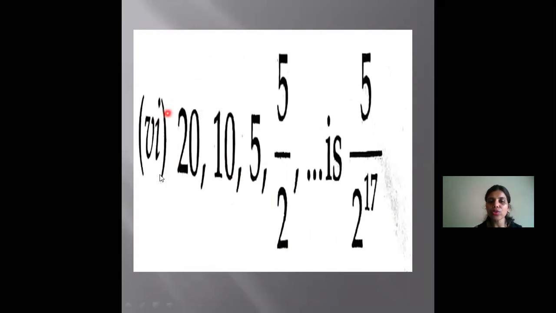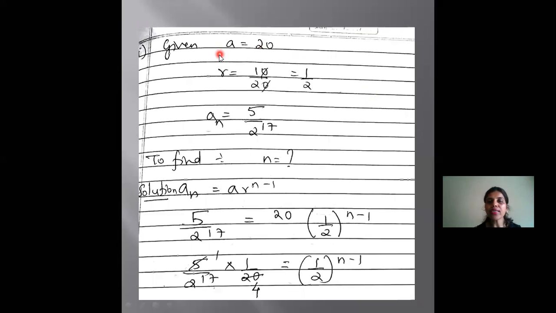After that, in the sixth question you can see it's written A is 20. R will get 10 divided by 20 and the nth term is 5 upon 2 raised to 17. So now we'll write the given thing. A is 20, R is half, and an is 5 upon 2 raised to 17. We have to find the nth term. So we'll use the formula an is equal to a into r raised to n minus 1. 5 upon 2 raised to 17 is equal to 20 into 1 upon 2 raised to n minus 1. This 20 we will take to this side, so multiplication becomes division. 5 upon 2 raised to 17 into 1 upon 20 we get.